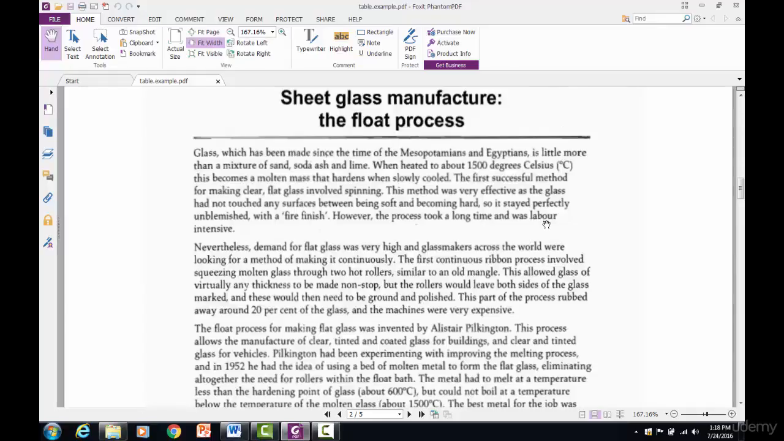Right there, labor intensive. I'm in the last sentence, everyone. We see it right there, labor intensive. "However, the process took a long time and was labor intensive." That's our answer. And long time is a synonym for slow.